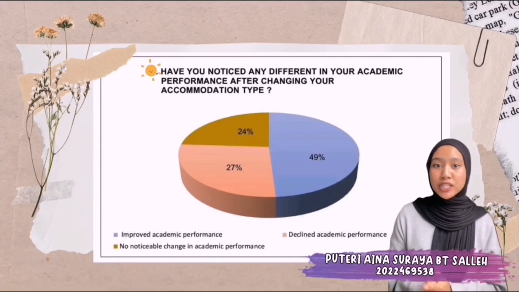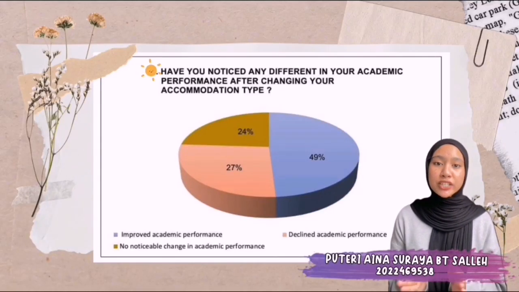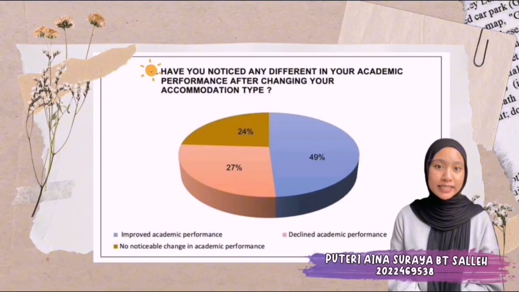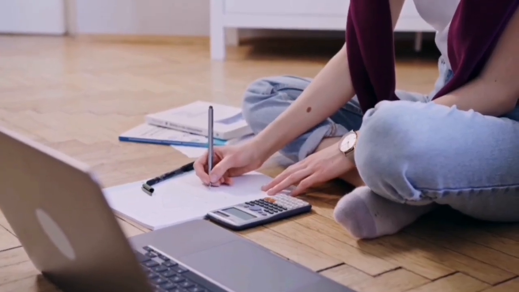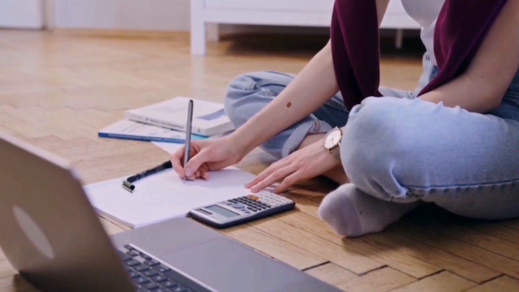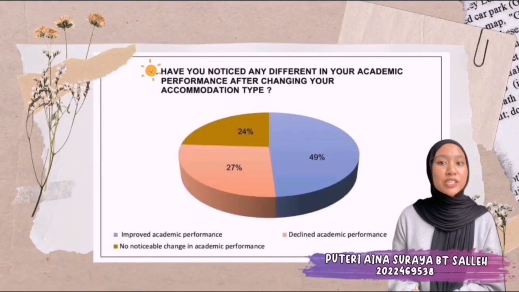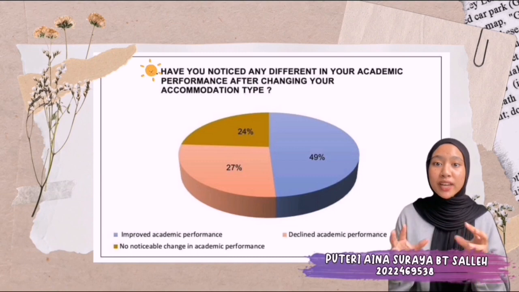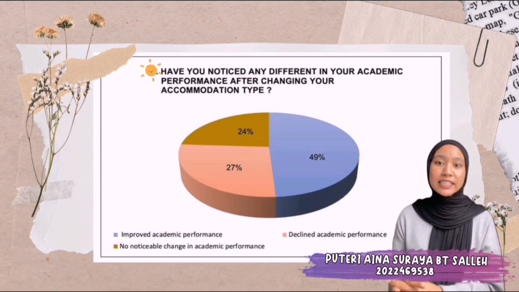Lastly, 24 respondents vote that there are no noticeable changes in their academic performance because some people are flexible enough to continue doing well academically even when their living conditions change. So, it is possible that they can effectively create an ideal study atmosphere despite influences from the outside.